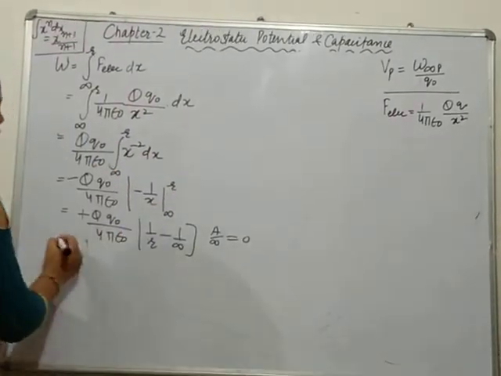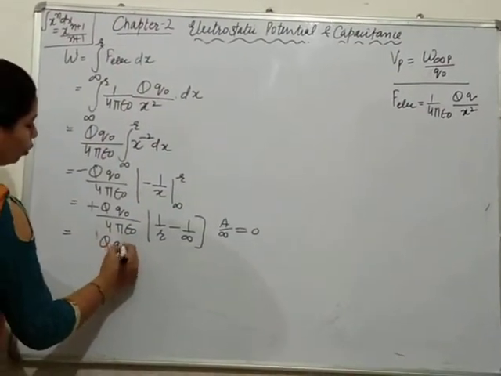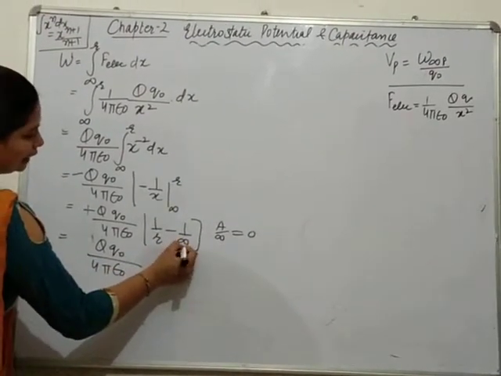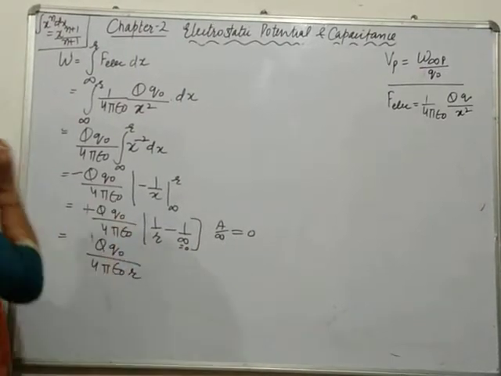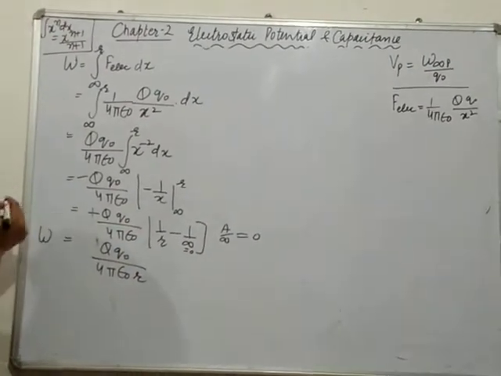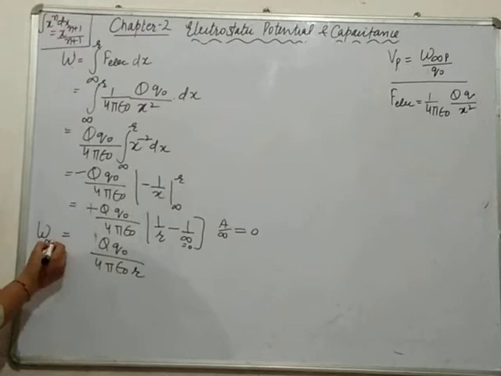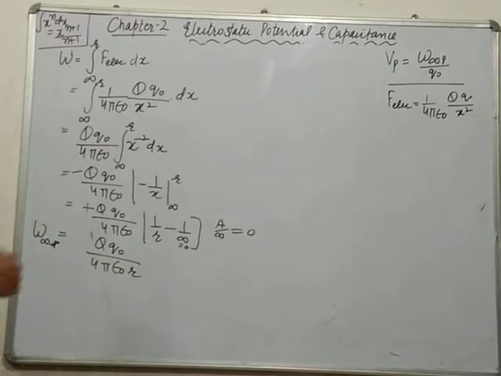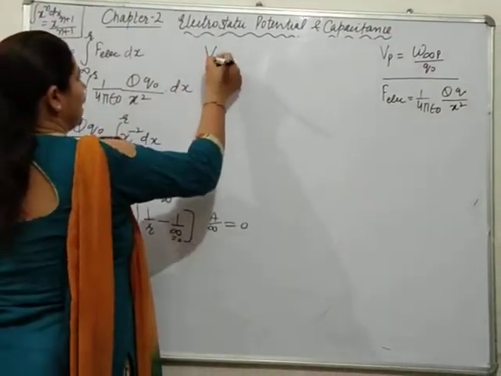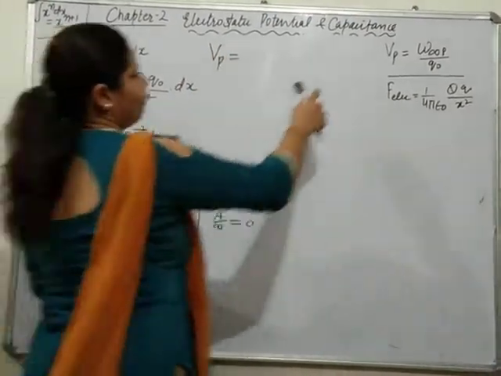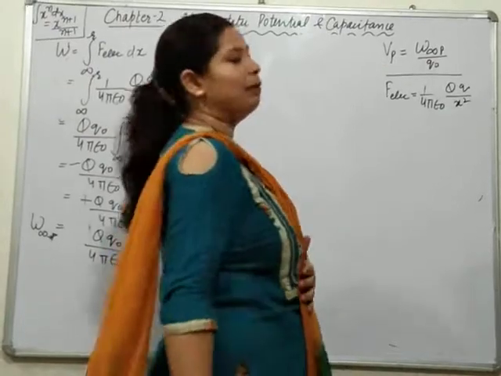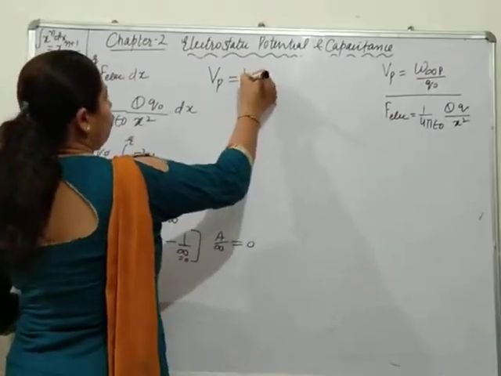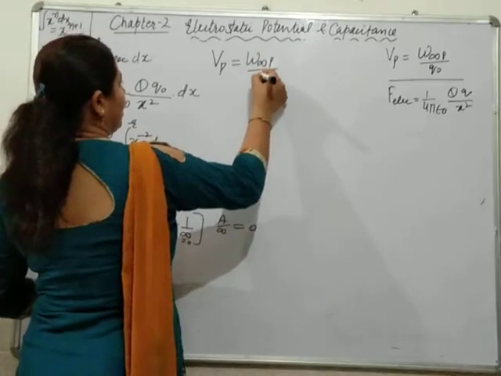Okay, so what will you get? Q naught upon 4 pi epsilon naught r. So it is the total amount of work done to bring the body from infinity to point P. But what do we want to find out? We want to find out the potential at point P. What is the formula for potential? Potential can be found out as work done per unit charge. So it will be equal to work done per unit charge.